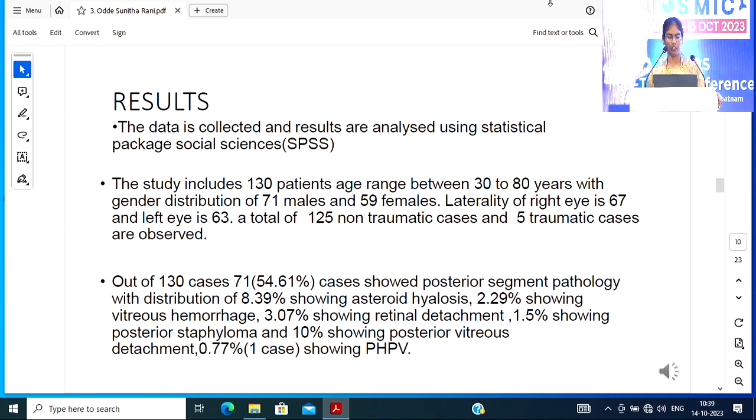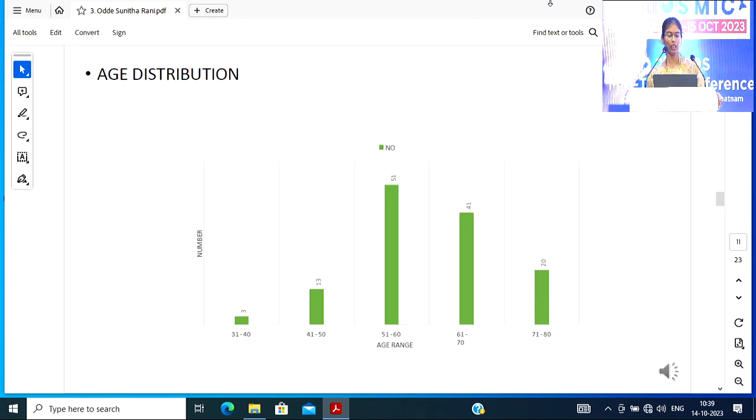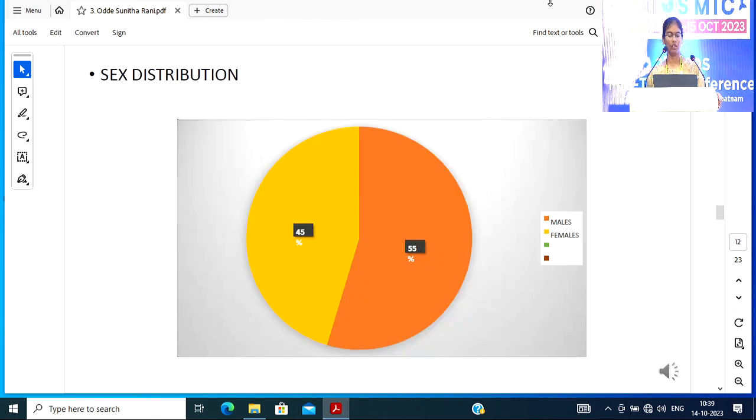Out of 130 cases, 71 cases showed posterior segment pathology with a distribution of 8.39% showing asteroid hyalosis, 2.29% vitreous hemorrhage, 3.07% retinal detachment, 1.5% posterior staphyloma, 10% posterior vitreous detachment, and 0.7% cases showing PHPV. Age distribution: more in the 51 to 60 years age range. More in males.